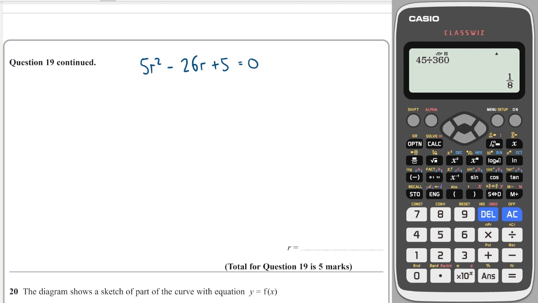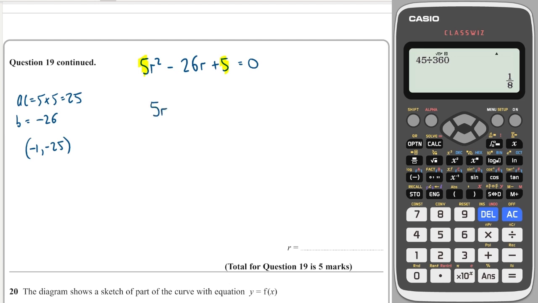And then I'm going to show you how I factorize quadratics like this. I look at the a and the c term, and I multiply those two together. So 5 times 5 is 25. I then look at the b term, which is minus 26, and I find two numbers that add to make minus 26 and multiply together to get 25, which is minus 1 and minus 25.